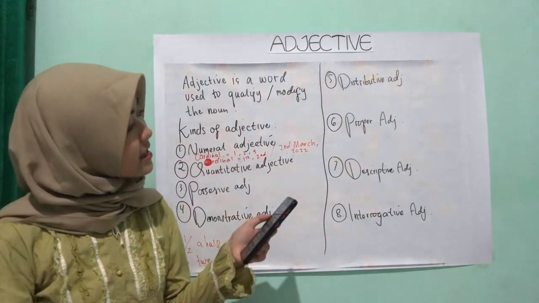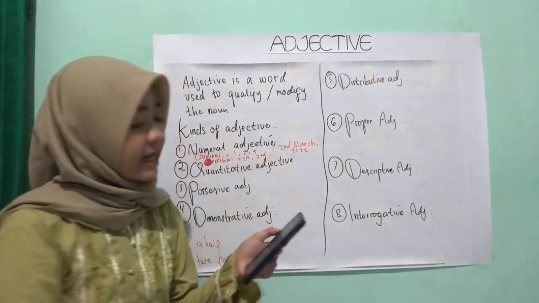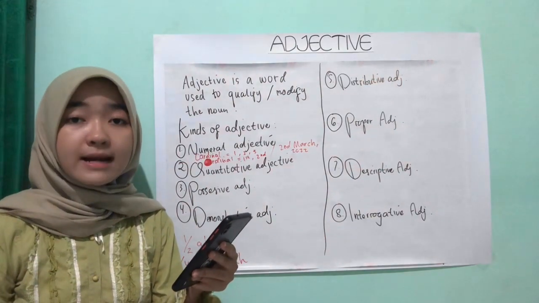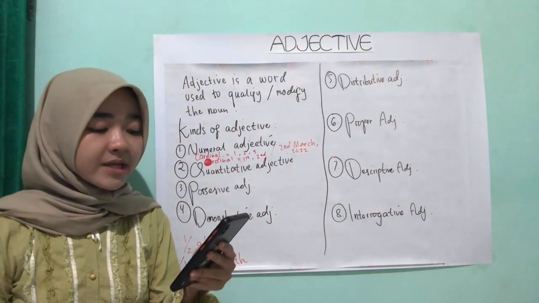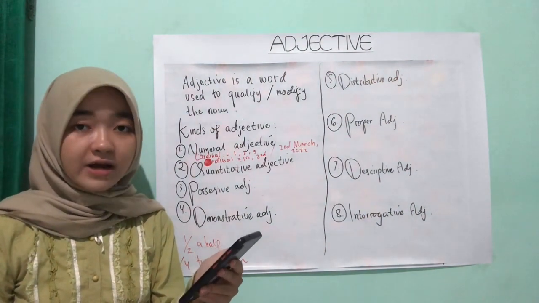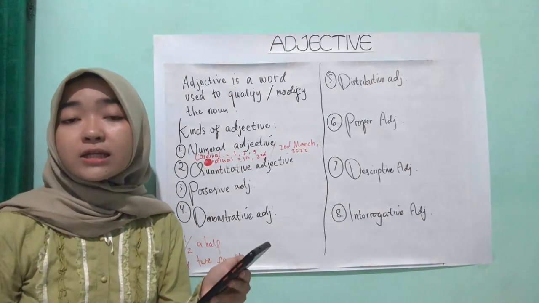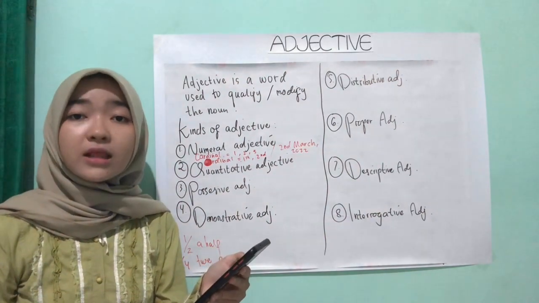And the sixth, proper adjective, is one derived from a proper noun. The position of proper adjective must be before the noun modified. For example, the English songs, the Indonesian language.